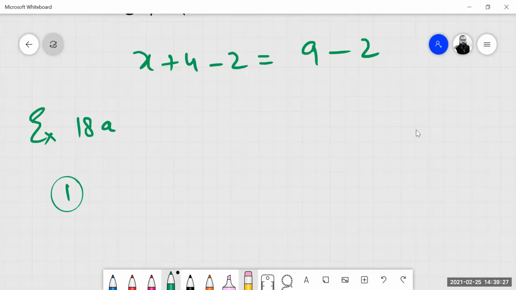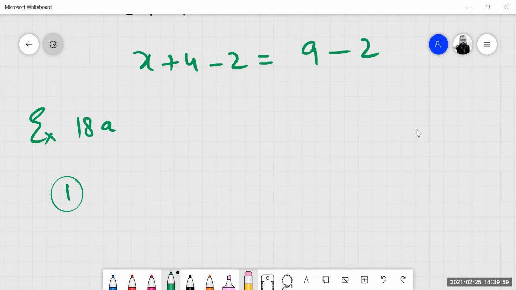Question number 1. Form an equation to illustrate the following statement and find the unknown number. What we will do is organize a statement given in words. We will convert it into an equation and then find the value.